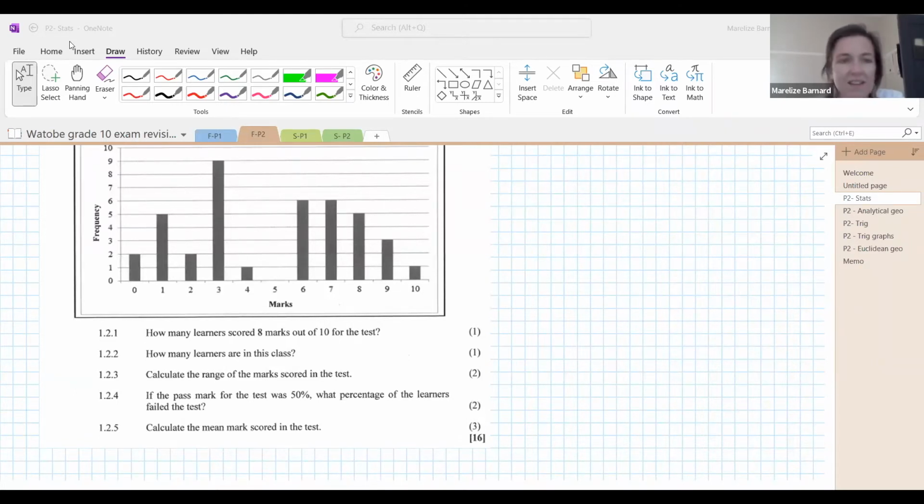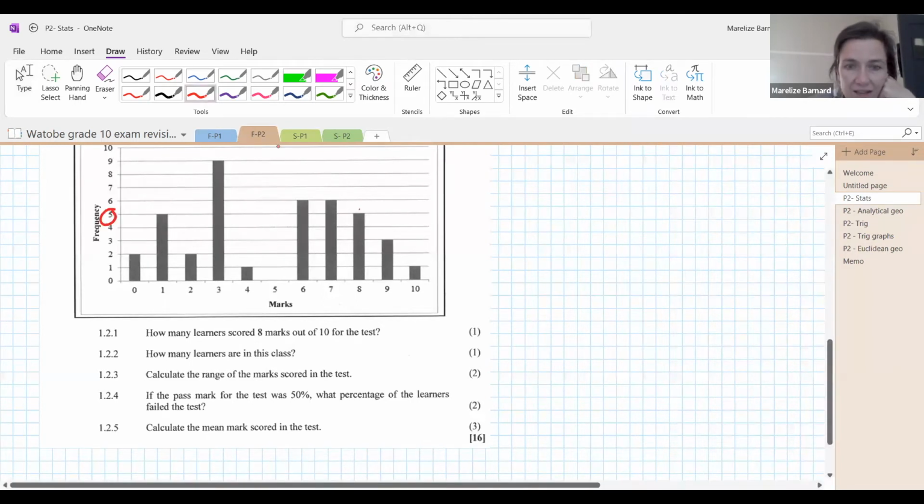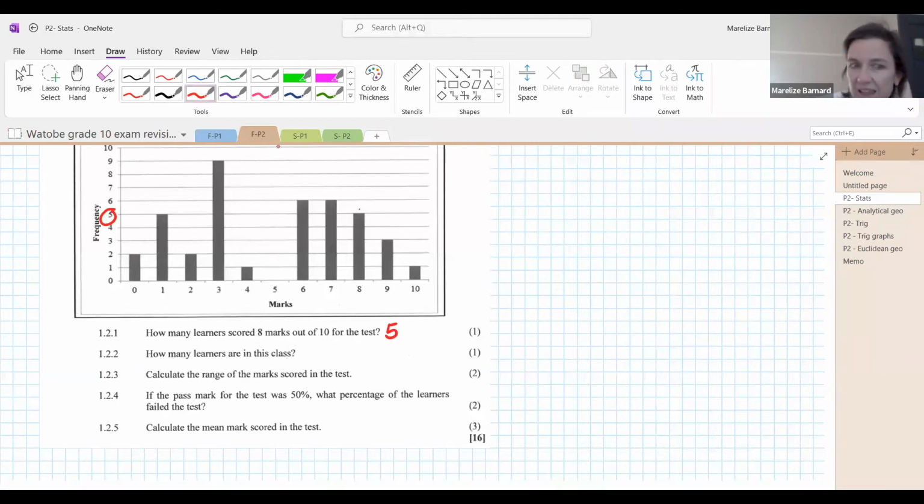Okay, right. So let's see how many learners scored 8 marks out of 10 for this test. Anyone got any ideas? So here's our 8 marks. We check the frequency and that is 5. Good stuff, Mondre. How many learners are in this class altogether? "40" says Sebabale. Mondre also says 40.